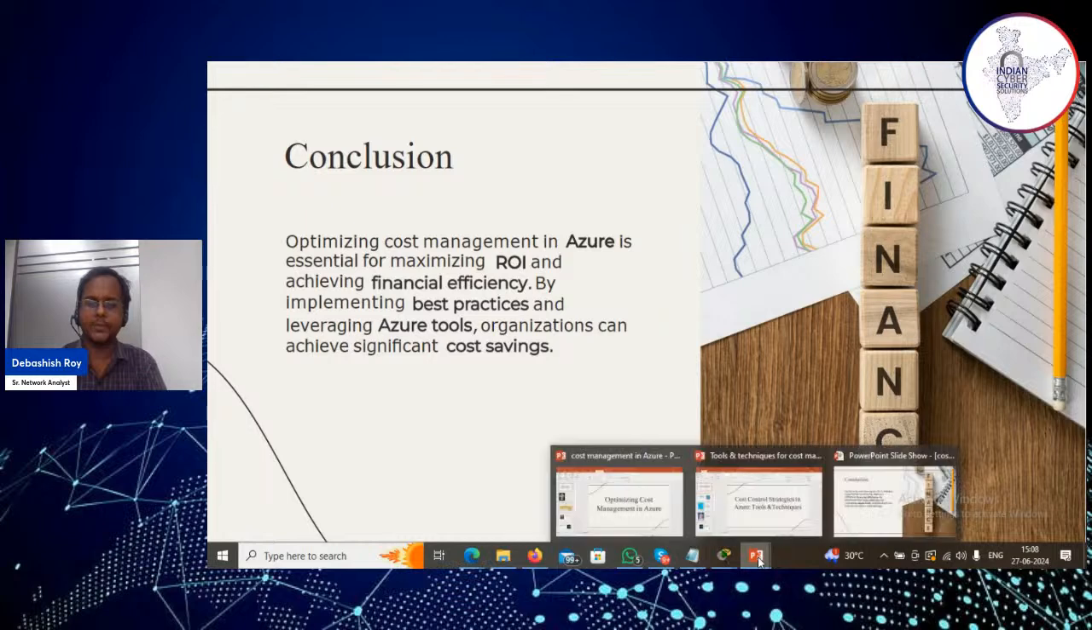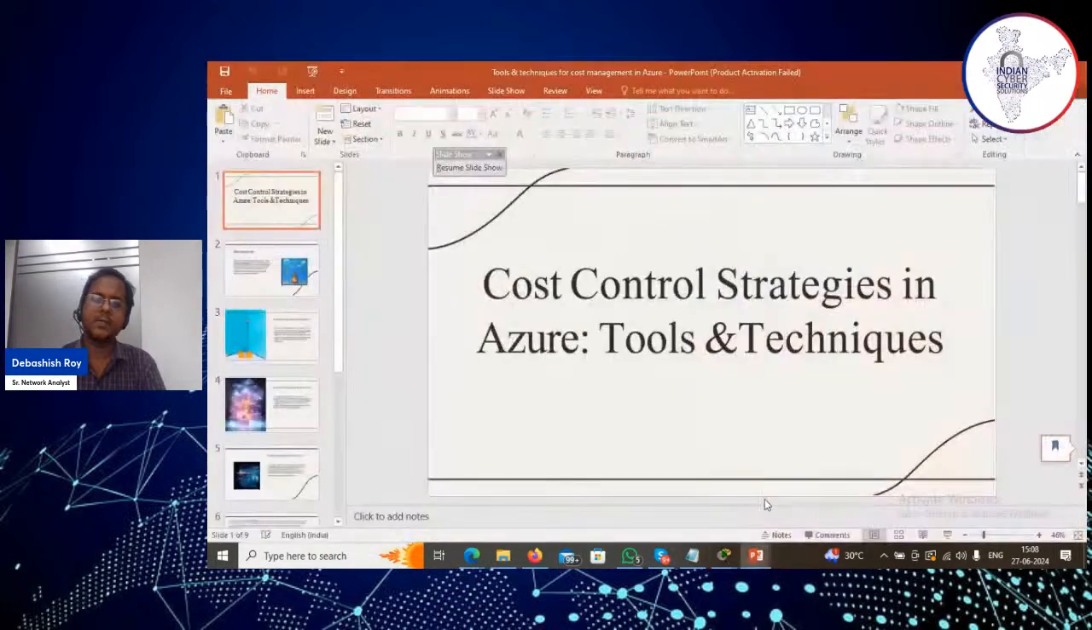And now we also have to understand what are the cost control strategies. How can you do the cost control strategies in Azure? What are the tools and techniques you have?